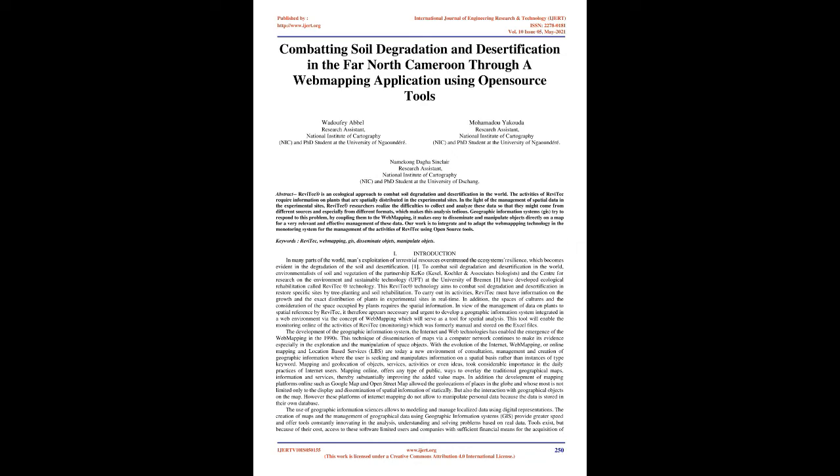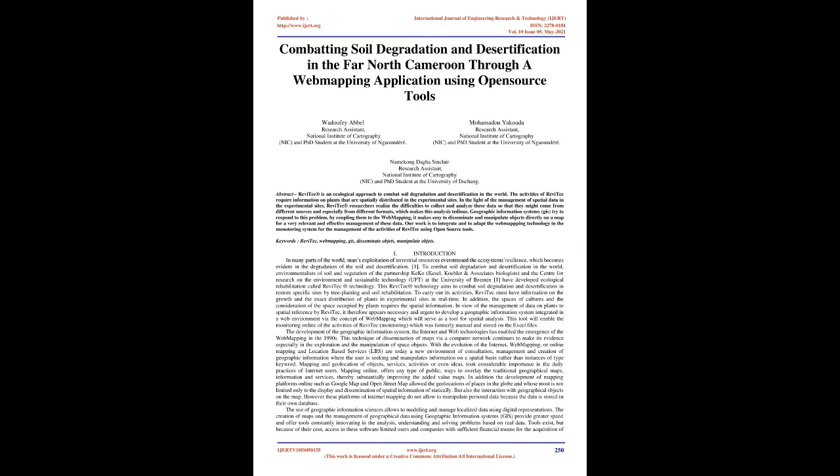Introduction. In many parts of the world, man's exploitation of terrestrial resources overstresses the ecosystem's resilience, which becomes evident in the degradation of the soil and desertification. 1. To combat soil degradation and desertification in the world, environmentalists of soil and vegetation of the partnership Kiko, Kessel, Kohler and Associates biologists, and the Center for Research on the Environment and Sustainable Technology, UFT, at the University of Bremen have developed an ecological rehabilitation called ReviTec registered trademark technology.